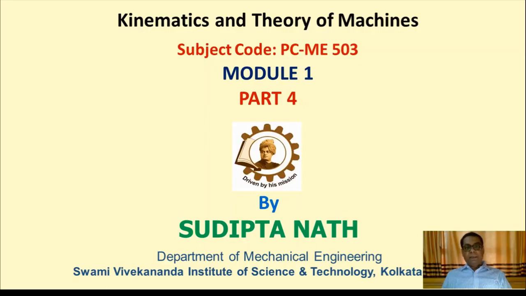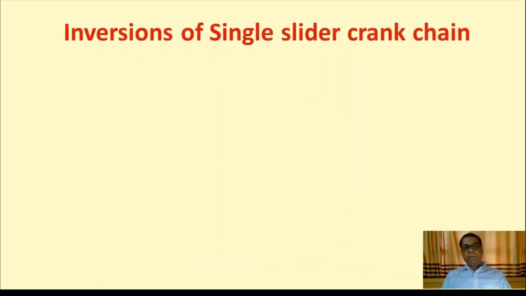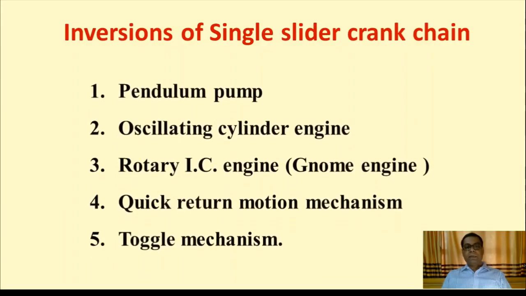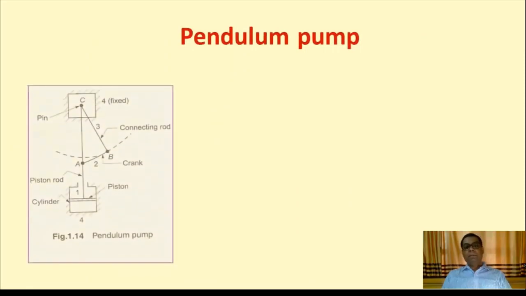So over here in the first module, today we are going to discuss the fourth part. Here, inversion of a single slider crank chain, we are going to discuss elaborately. There are the pendulum pump, oscillating cylinder engine, rotary engine or gnome engine, quick return motion mechanism, and finally the toggle mechanism, that one by one we are going to observe. So first comes the pendulum pump.